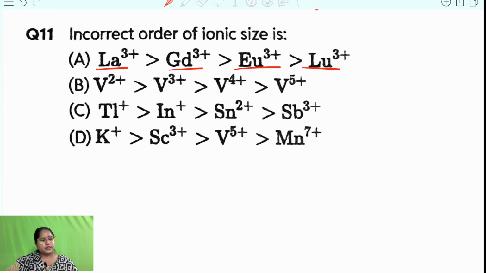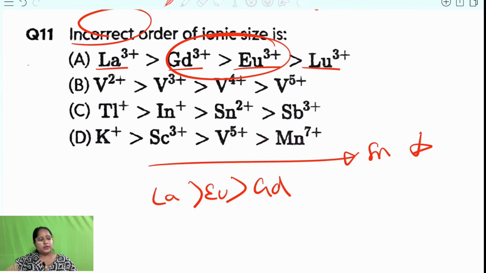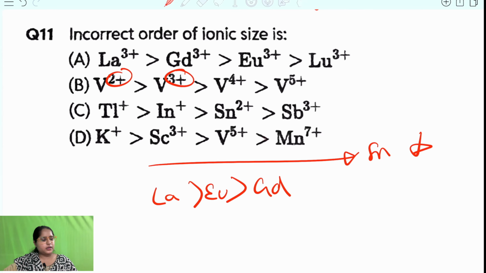The incorrect order of ionic size is asked. La, Gd, Eu, here itself we can see. You should remember the series: La and then Eu and then Gd will come. Left to right our size decreases, so Eu is more than Gd. So here it is wrong, so the A option itself is wrong. Let us see the B option. Plus 2, plus 3, plus 4, plus 5, charge increases, size decreases. So this is correct.